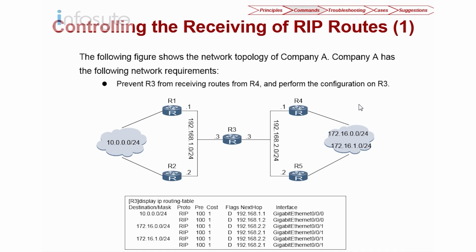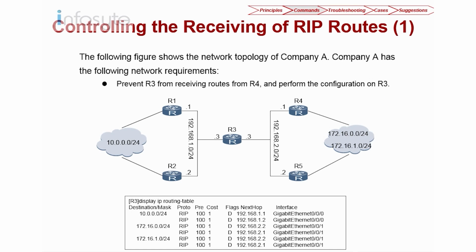In this exercise, we are going to look into controlling the receiving of RIP routes. Based on the same topology, the requirement here is to prevent R3 from receiving routes from R4. R4 has an IP address of 192.168.2.1. So anything from 2.1, which is from the R4 interface, we are not going to receive. The strategy is to use a command called filter-policy. For us to do that, we are going to use the filter-policy together with an IP prefix.